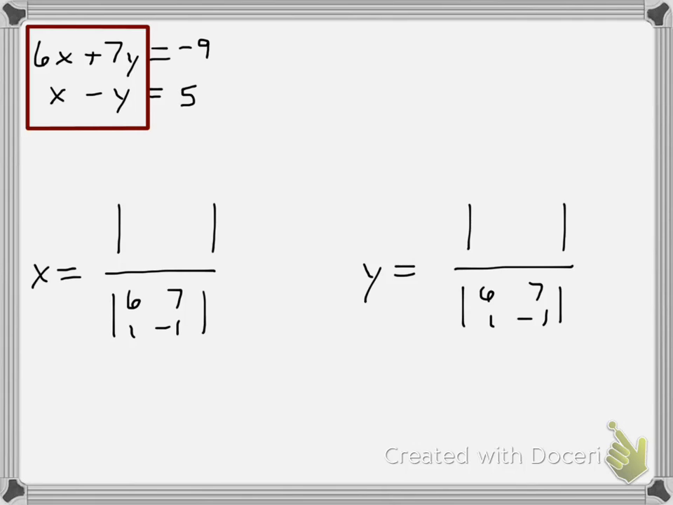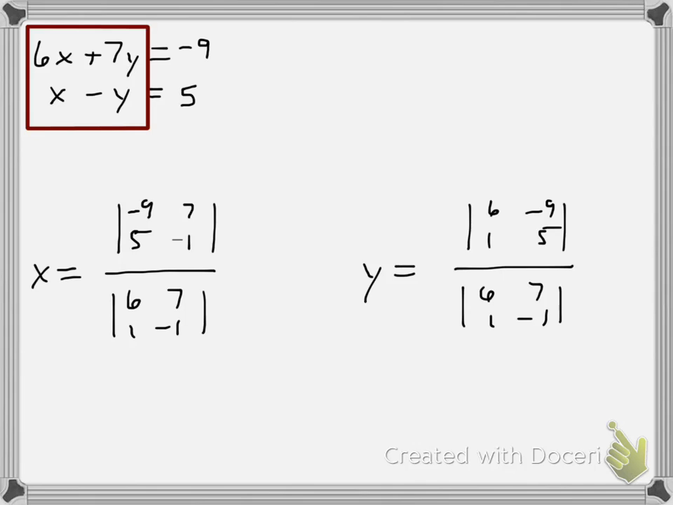Now on the top, the negative 9, 5 is going to be on the outsides of the top. And the rest of the top is exactly like what is below it. Like so. And now all you have to do is figure out those 4 determinants and kind of reduce the fractions.